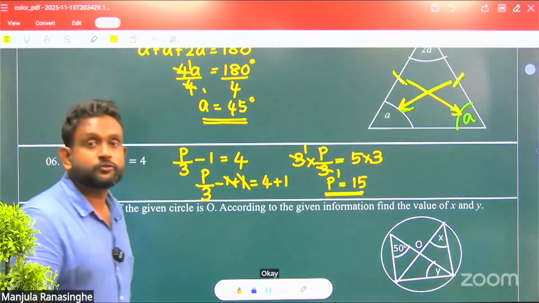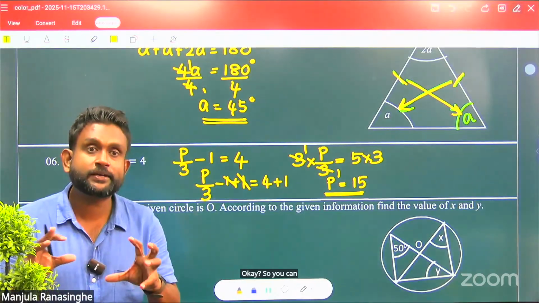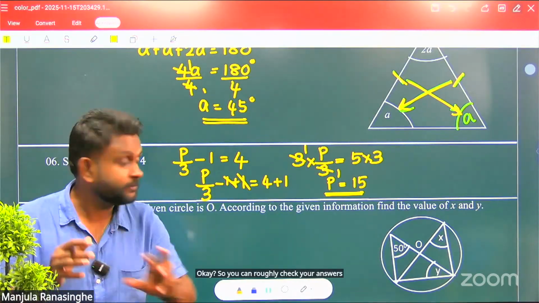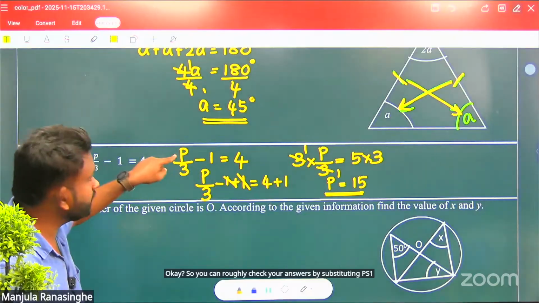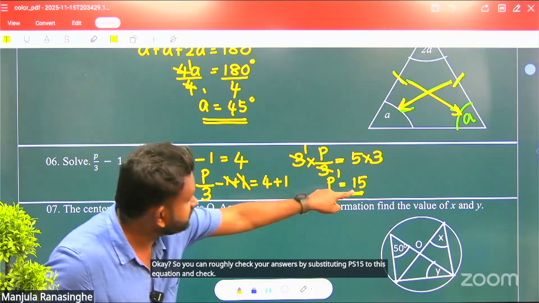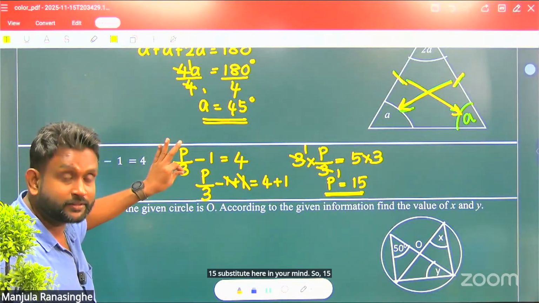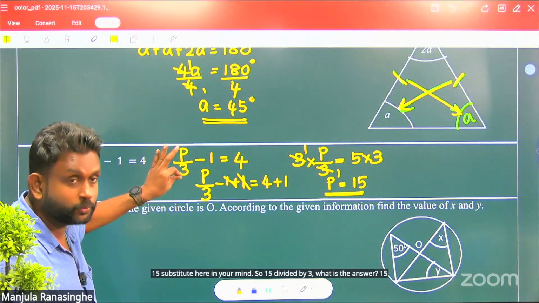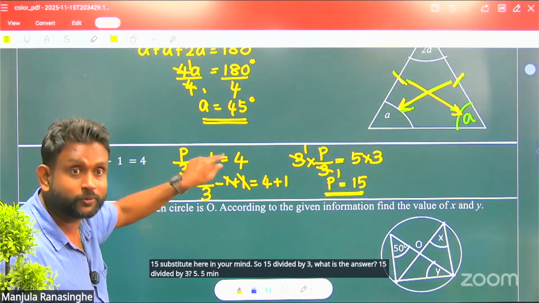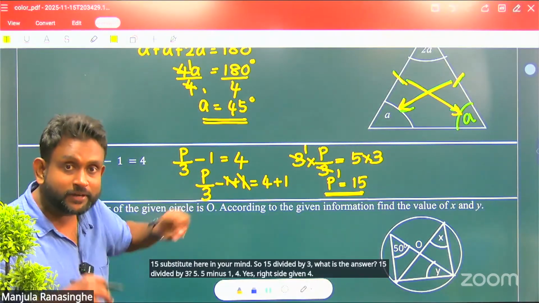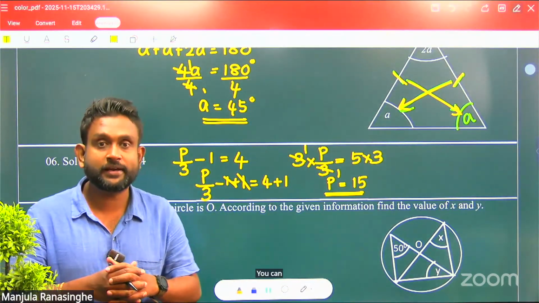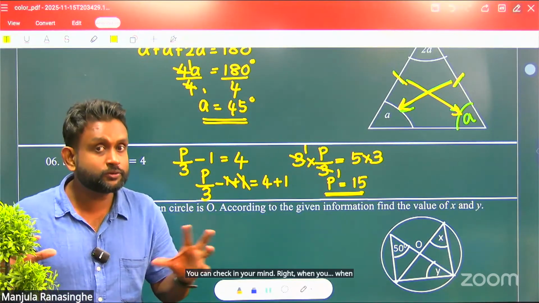So you can roughly check your answer by substituting p as 15 in this equation. Substitute 15 here in your mind. 15 divided by 3, what is the answer? 5. 5 minus 1, 4. Yes, the right side is given as 4. You can check in your mind. Whenever you have an equation, you can check the answer.